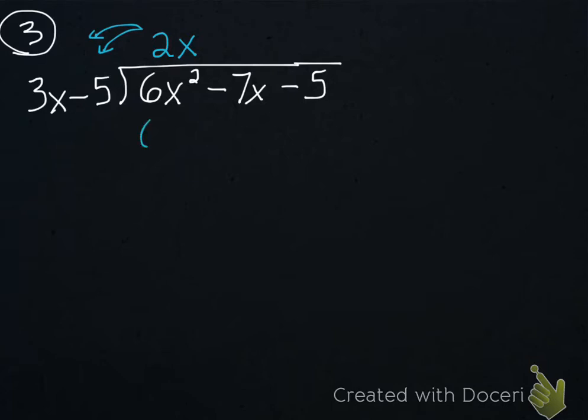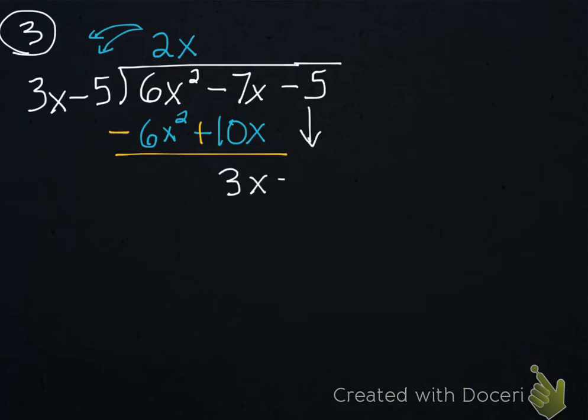2x times 3x is 6x squared. 2x times negative 5 is negative 10x. Draw the line, change both signs. Negative, positive. Now we add. 6x squared minus 6x squared is 0. Good. Negative 7x plus 10x gives me 3x. Drop down the next term.